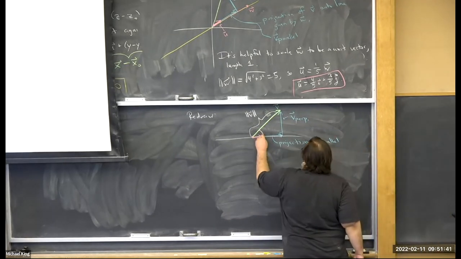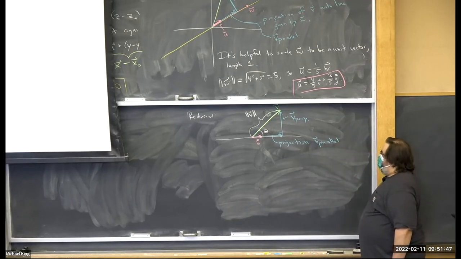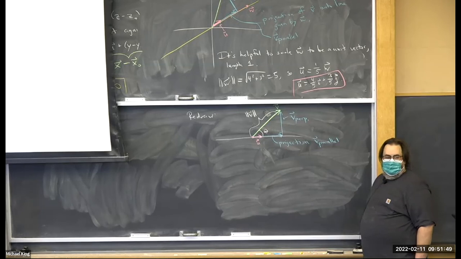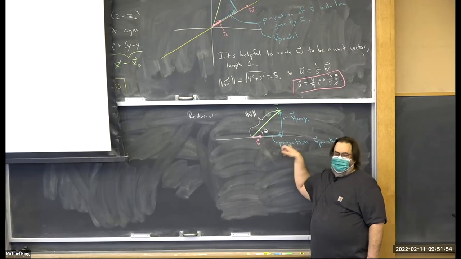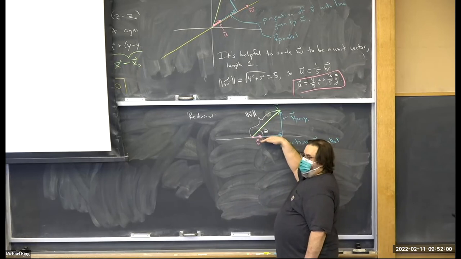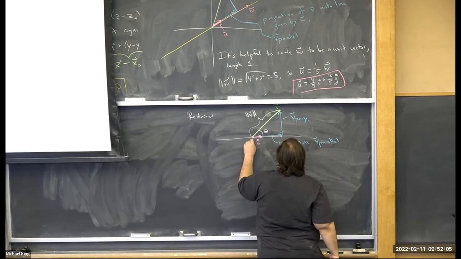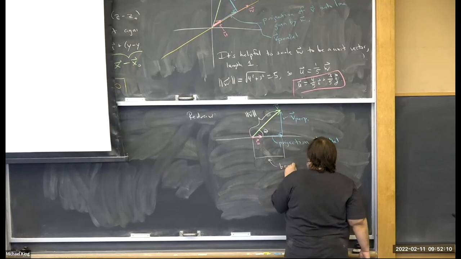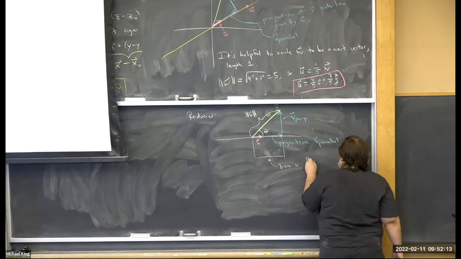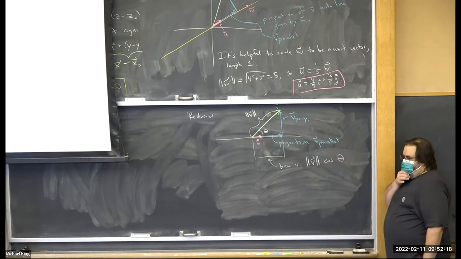Well, if I call this angle theta, the angle between U and V, then what's the length of the base of the triangle? What do you multiply the hypotenuse by to get the base? Cosine, right? Adjacent over hypotenuse is cosine. So the base, let's draw this length here, the base is the magnitude of V times cosine of theta. That should look kind of familiar.